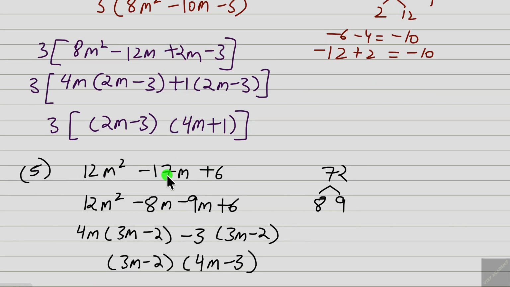Let us do another complicated problem. 12m square minus 17m plus 6. 6 times 12 is 72. There is no GCF we can take. So the factors are 8 and 9.